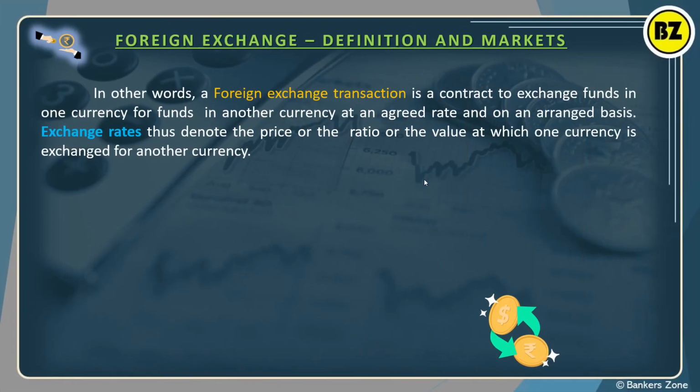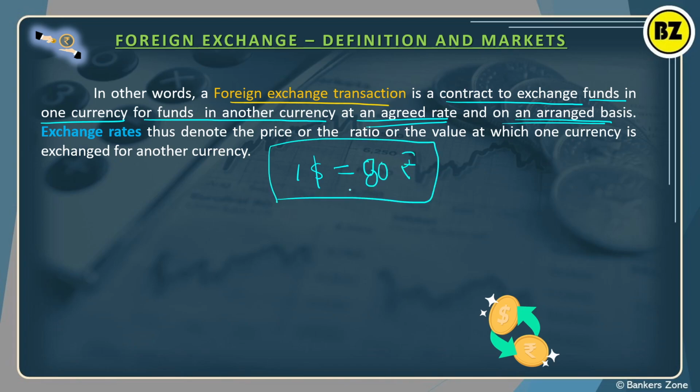Now let's discuss here. In other words, we can say a foreign exchange transaction is a contract to exchange funds in one currency for funds in the other currency at the agreed rate and agreed arrangement basis. What do you mean by that? See, 1 USD is equal to say 80 Indian rupees. What do you mean by that? See, whatever you are exchanging for $1 to 80 rupees, it is what?